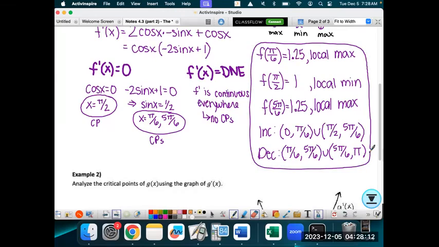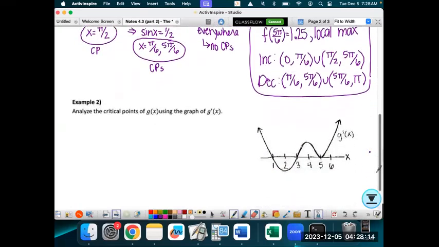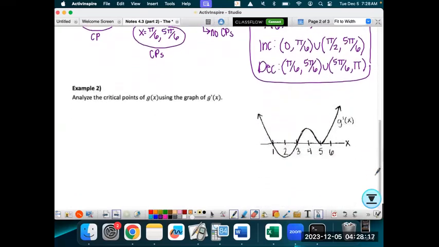Now let's get into example 2. Example 2 says analyze the critical points of g of x using the graph of g prime. So first and foremost, go ahead and find our derivative values. I'm sorry, our critical points. You don't need to find your domain here. I know the domain exists everywhere here because I don't see any discontinuities. And if our function is differentiable, it is therefore continuous. That is a theorem that we learned back in the beginning of chapter 3.